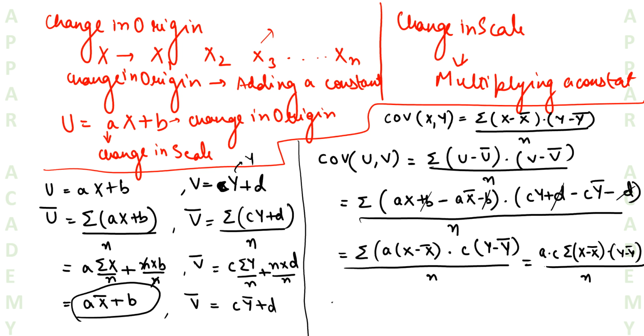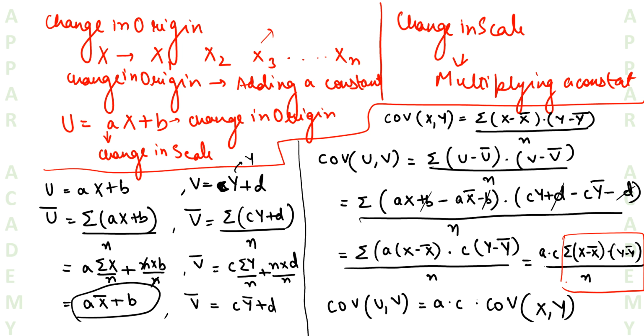So now what is covariance of u and v? Can we say this term is similar, just that we have two more constants, a into c into covariance of x, y, right? So what we are saying over here is that this particular term is the same as this term. So we have replaced it and we get a into c into covariance of x, y. So what can we conclude from this?